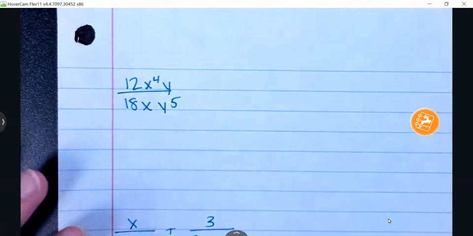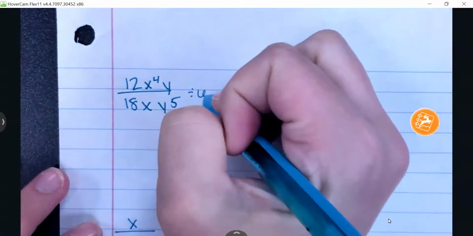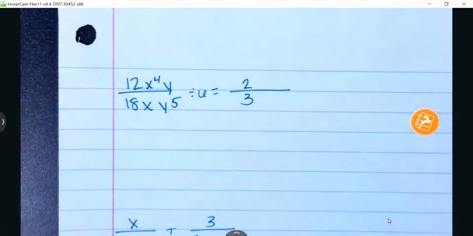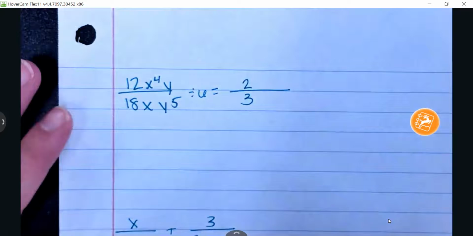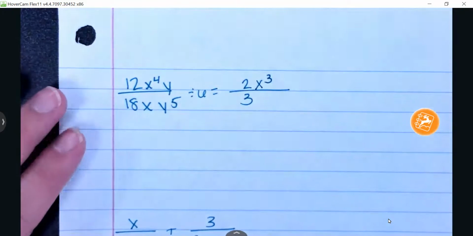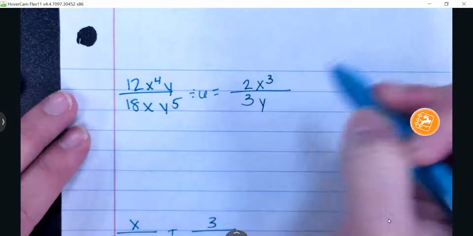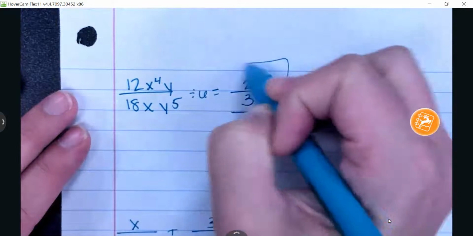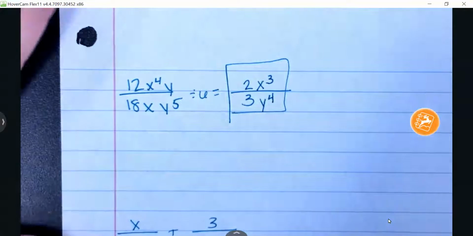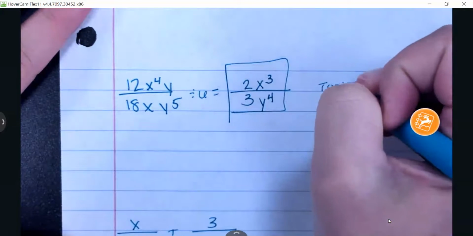All right, so what can I divide both 12 and 18 by? I can divide them both by 6, which will give me 2/3. My x's, are they going to be on top or on bottom? Why? There's more. How many more? And my y's, top or bottom? Because there's more. How many more? 4. There you go. Number 1 done. Questions? That is topic 1, simplifying.